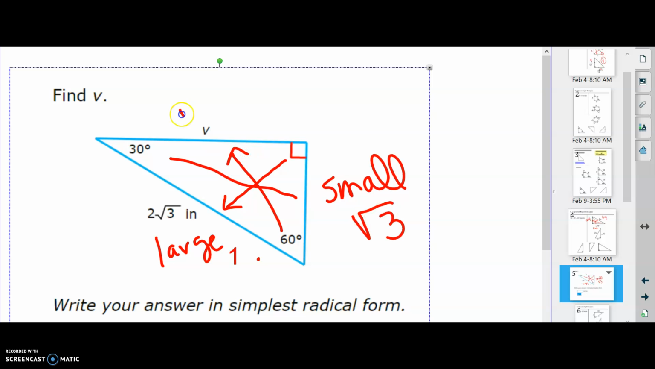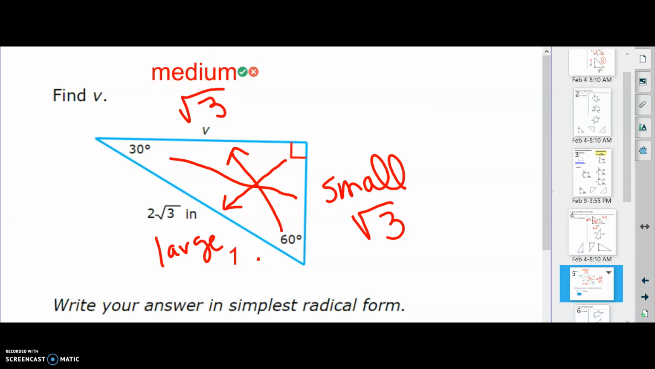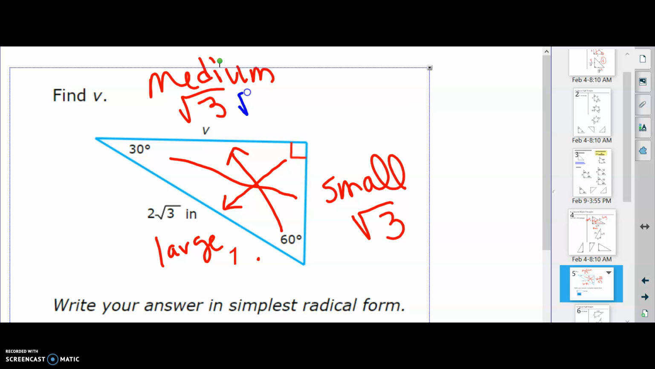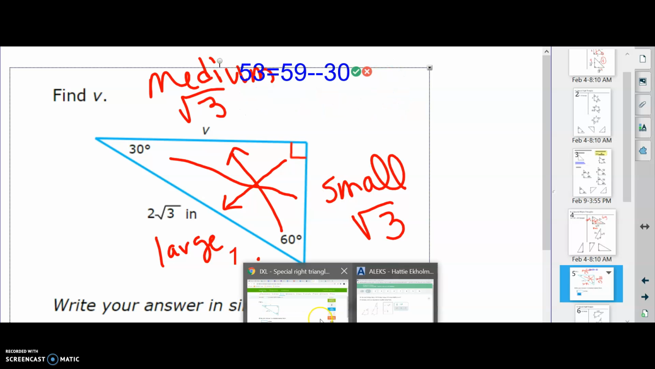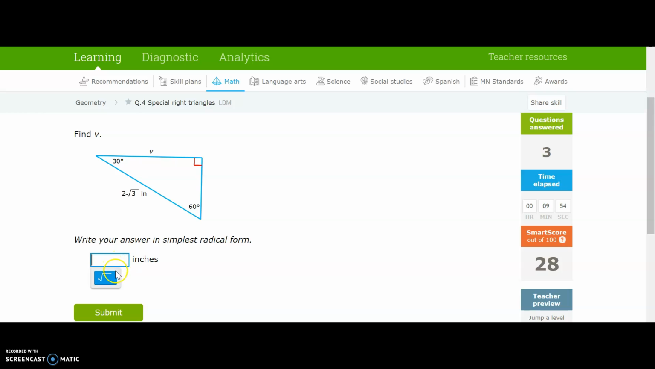and the small, remember, are the same. But can something that is medium and something that is small be the exact same thing? No. So what does the medium need? It needs an extra square root 3. So that would mean that that would be square root 9. 3 times 3 is 9. And then the square root of 9 is plain old 3. Okay? So the medium on that one would be 3, sorry. Okay?